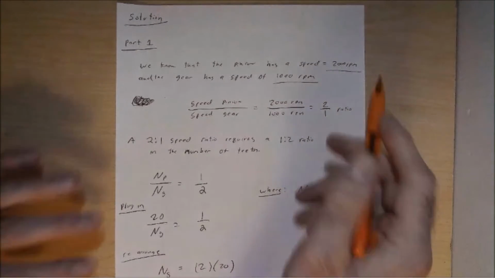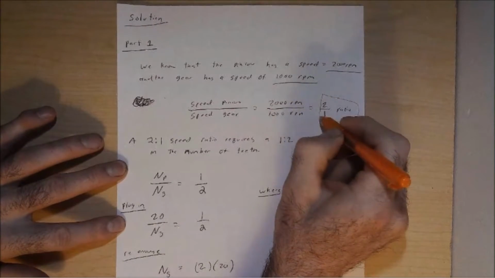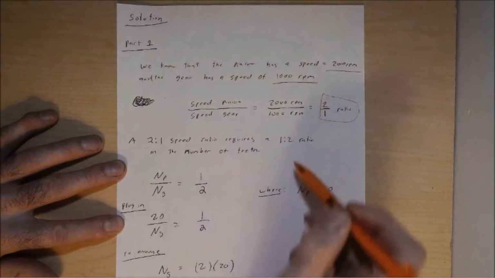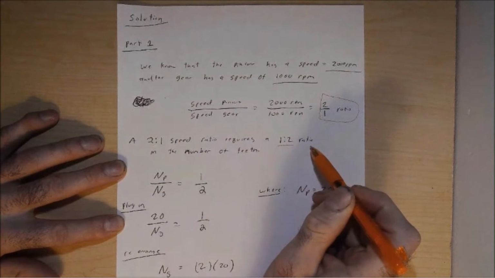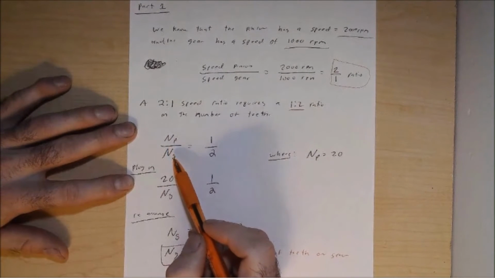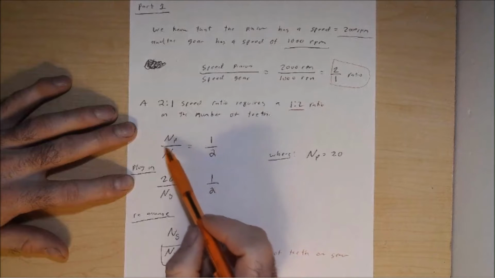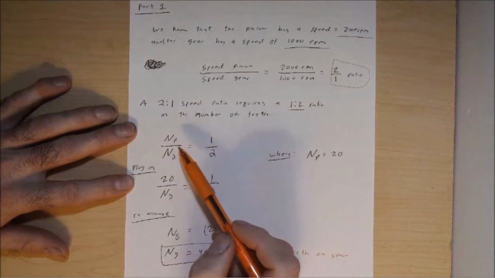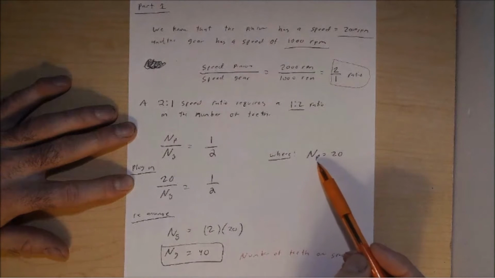With that information, knowing that we have this 2-to-1 ratio here, we know that a 2-to-1 speed ratio is going to require a 1-to-2 ratio in the number of teeth. So we come over here, use our variable names for the number of teeth. Again, pinion on top, gear on the bottom. So this is going to be a 1-to-2 ratio for our number of teeth, where we know the number of teeth of a pinion is 20.